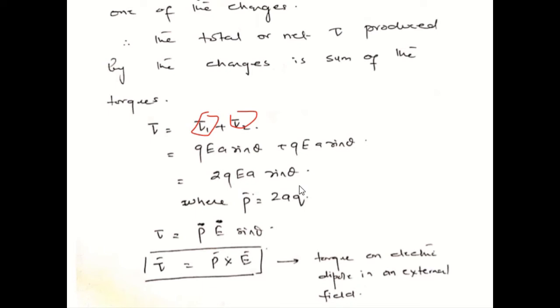And if I go back to the definition of the electric dipole moment, there I have defined that P is equal to 2AQ. So I can replace this 2, this Q and this A with a P, and I'll get tau is equal to PE sine of theta. And when I want to write it in the form of a vector, I'll simply write P cross E. This P is the electric dipole moment and this E is the electric field. So the tau produced in the dipole present in an external field will be P cross E.